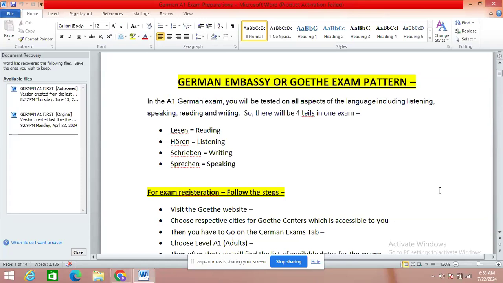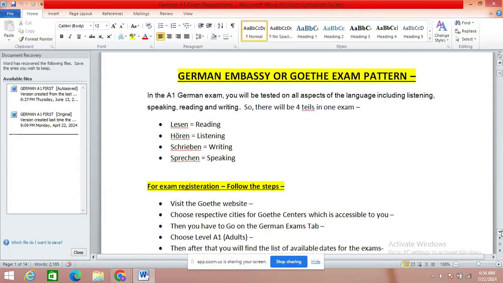Basically, they are going to judge our reading ability, our listening ability, which is the Hören tile, then our writing ability, that is the Schreiben tile, and our speaking ability, that is the Sprechen tile. So in short, our Goethe exam pattern is going to have the Lesen tile, Hören tile, Schreiben tile, and Sprechen tile.